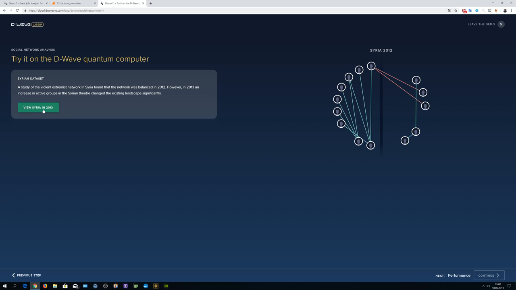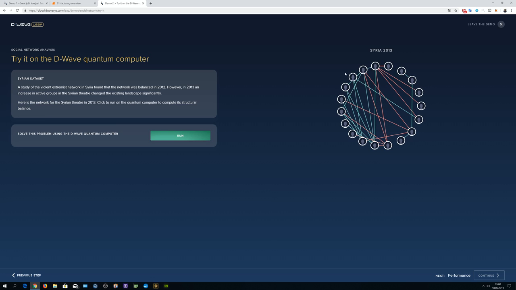Okay, let's continue here. View Syrian in map. So let's analyze this for a second. Okay, let's see the map. Oh my. 2013 did change significantly. I read this right. Solve this problem using the D-Wave quantum computer. Okay, when I press here, I'm accessing a quantum computer.